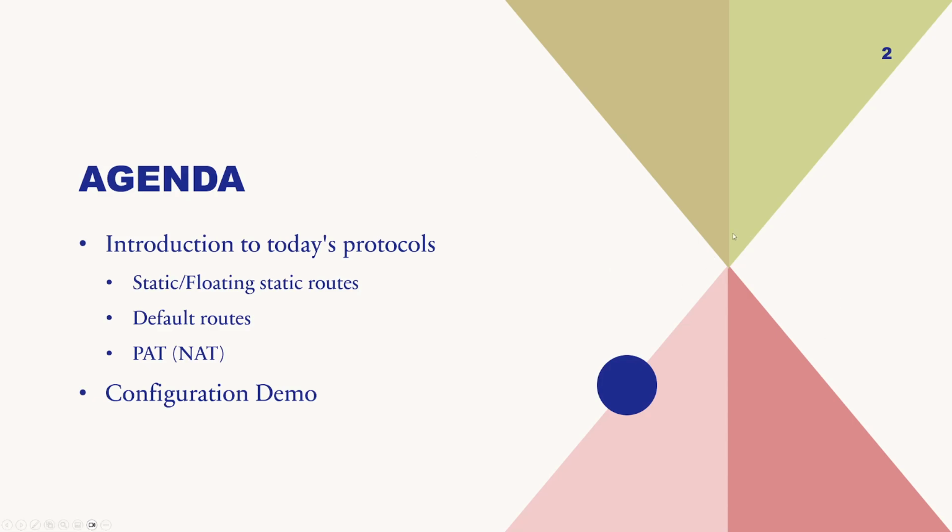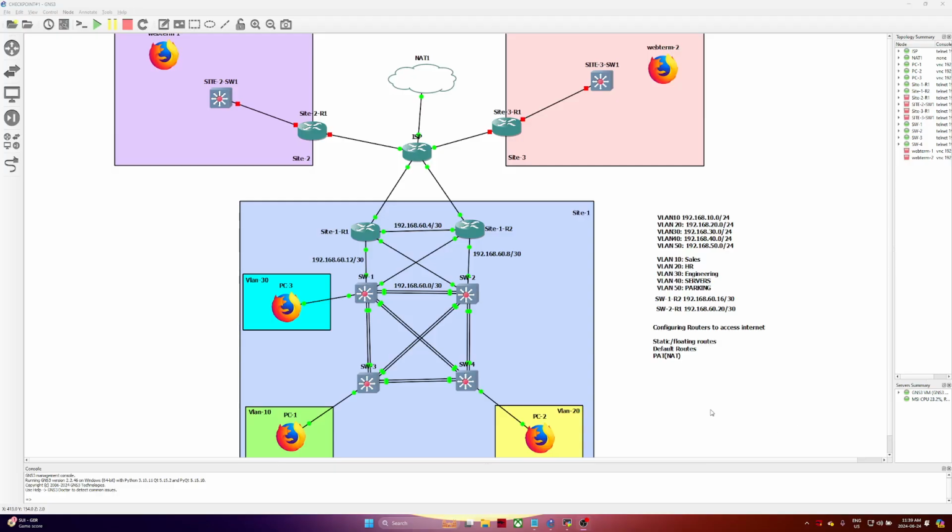Let me pull up the topology and everything. So we are back here. Today we're working with our NAT cloud up here, and we're working with our ISP router and our main site 1. First things first, because we're doing static routes and floating routes, we're going to work with these 4 devices.